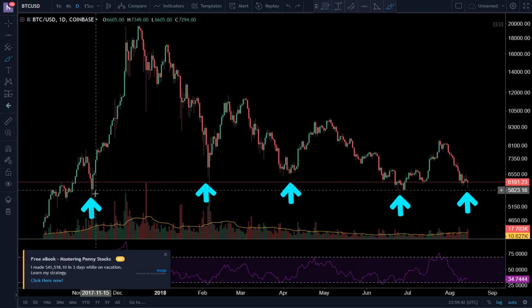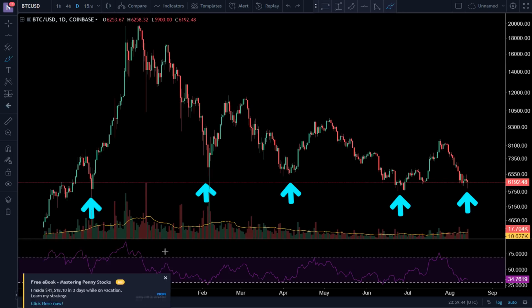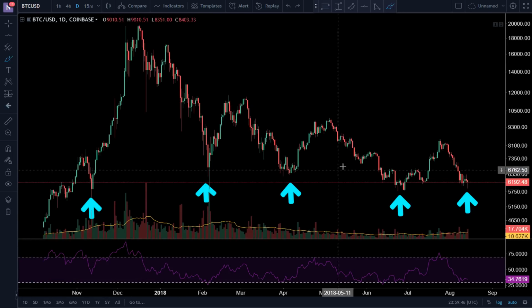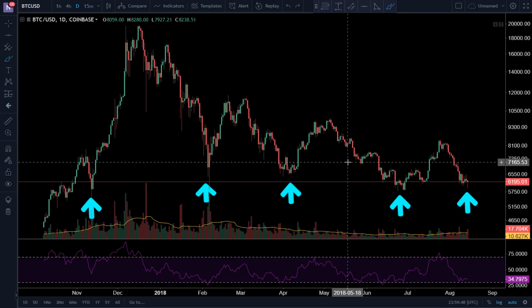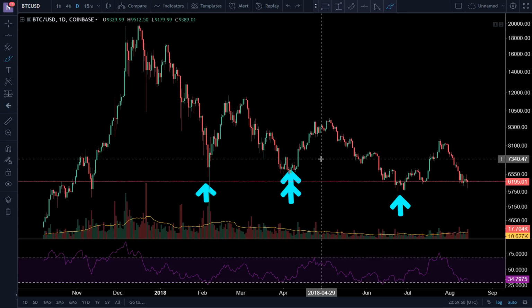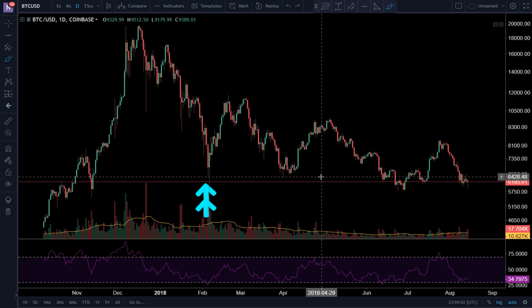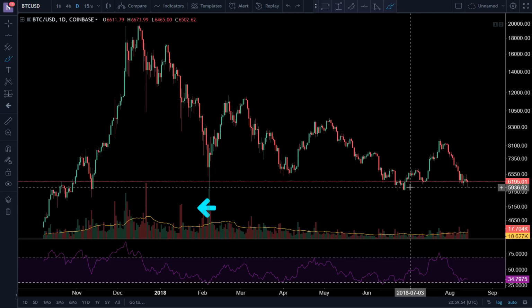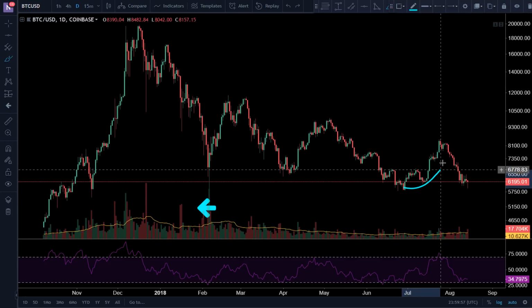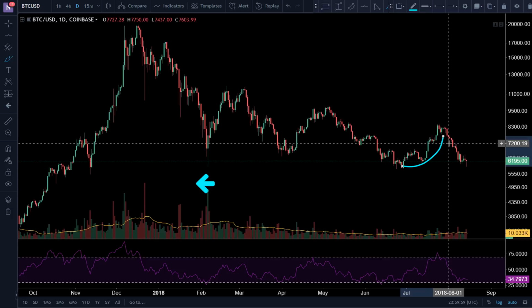So we've been banging on this 5,800 to 6,000 level for so long, and we're back on it right again, guys. We gave back all the gains that we made over the past, let's see, since early July. We made all these gains here on this uptrend. All these gains have already been given back.